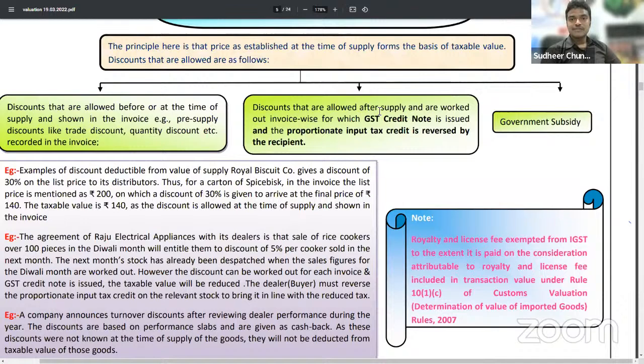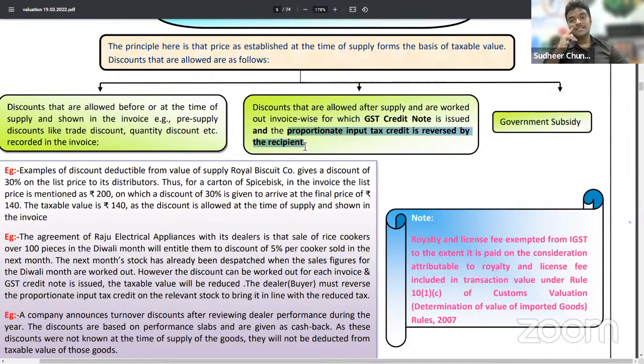Coming to the second part, discounts that are allowed after the supply. Sir, after the supply, that means after sale, if they want to give discounts, then what do they need to do? These discounts should be given only by way of GST credit note. And once a GST credit note is given, proportionate ITC should be reversed by the recipient.